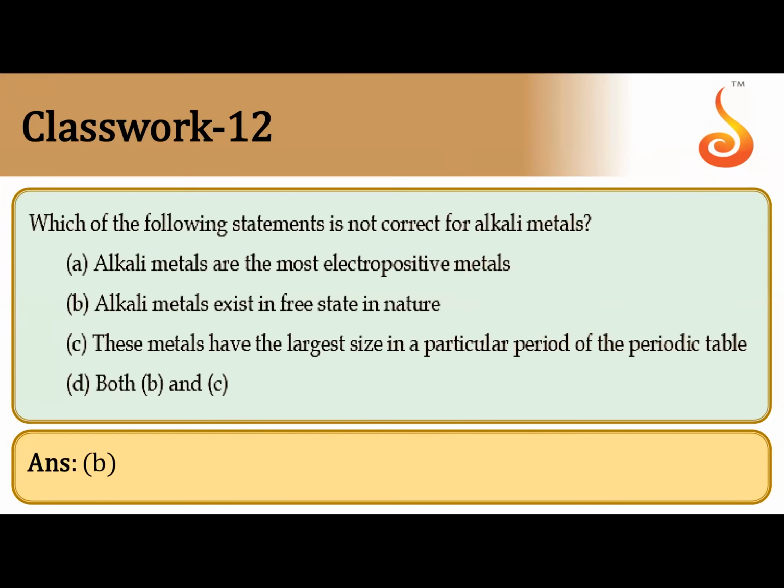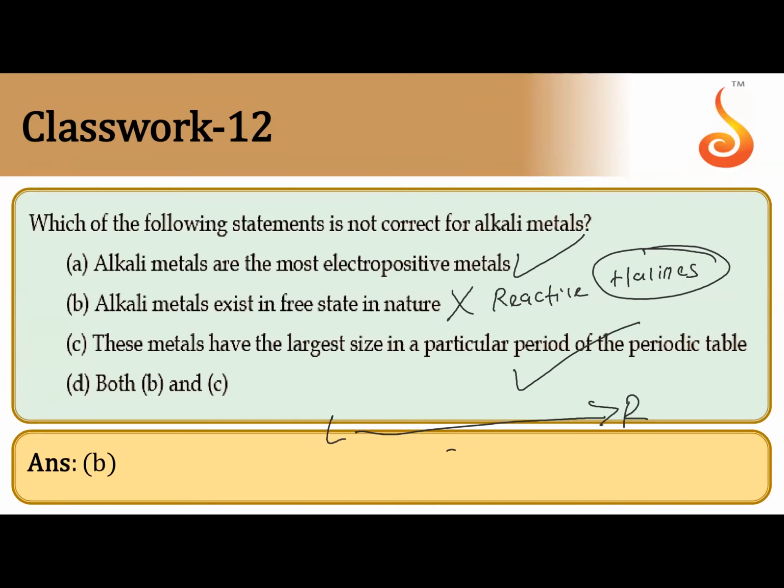Next slide. Which of the following statements is not correct for alkali metals? Alkali metals are the most electropositive. Correct statement. Alkali metal exists free in nature is completely wrong. They are highly reactive. Therefore, they exist as halides in the combined state. They cannot exist as a free state. These metals have the largest size in a particular period of the periodic table. Absolutely correct, because when you move from left to right in the periodic table, size decreases. Therefore, this is a true statement. This is also a true statement. Option B is the false statement. Next slide.